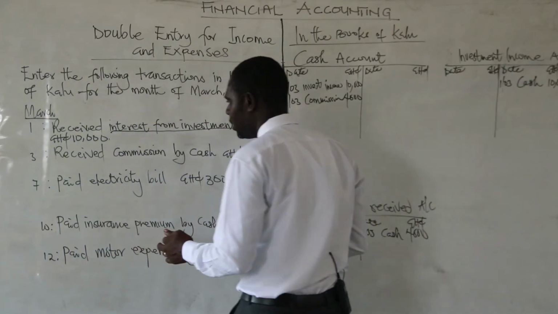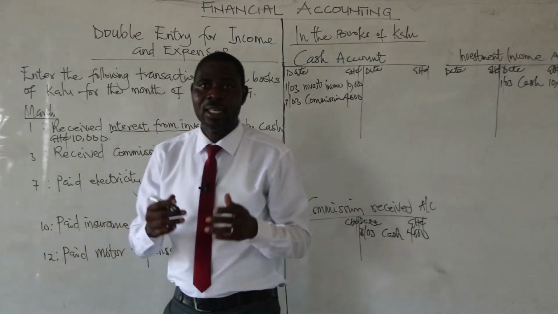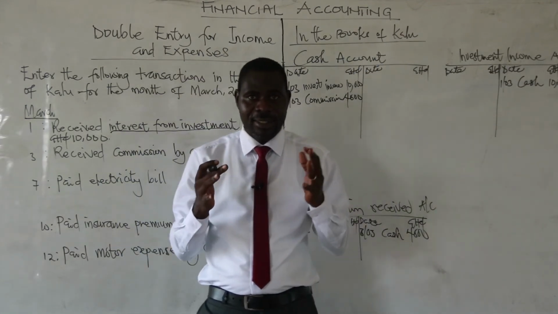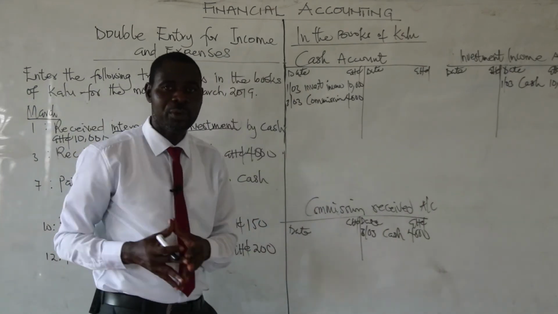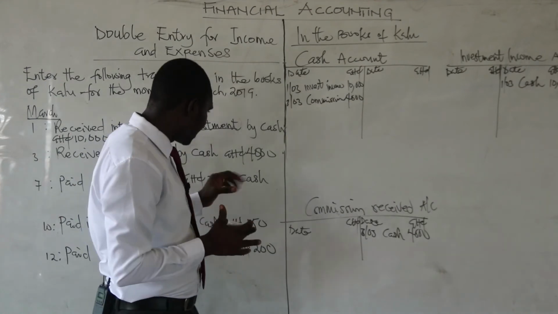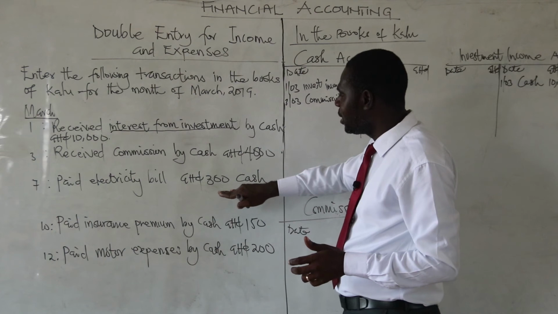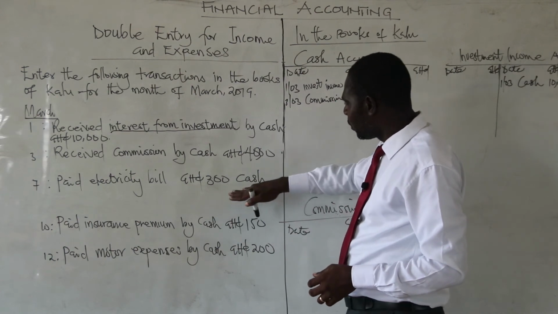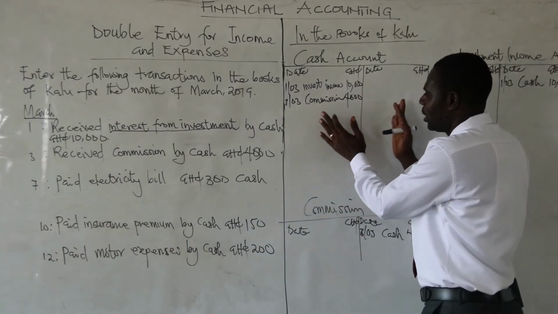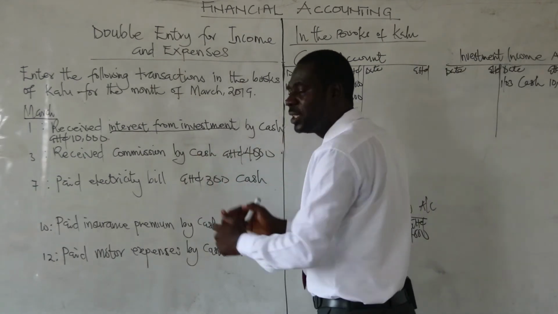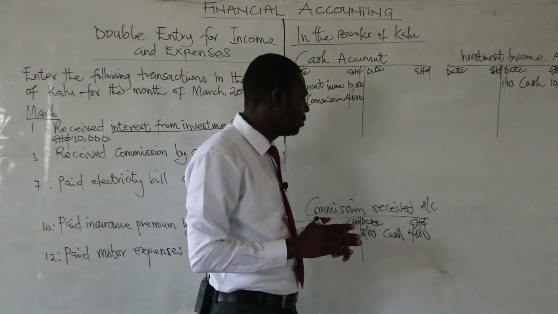The next one is paid electricity bill, 300 Ghana cedis cash. What is that? Yes, that is an expense. So let's look at how that expense will be recorded. And there is cash involved. So we are paying electricity bill with cash of 300 Ghana cedis. So the cash account will be affected, and electricity account will also be affected. So we open electricity account.